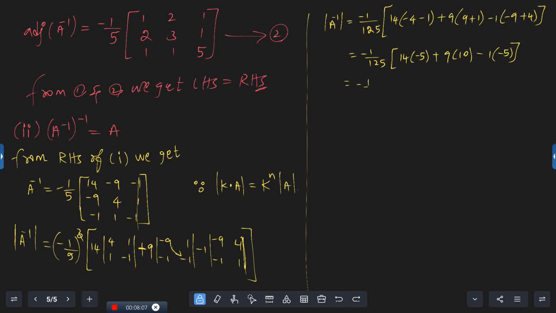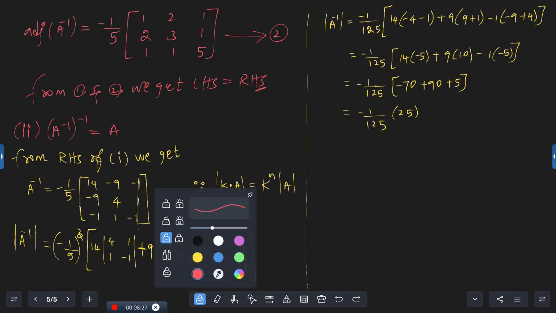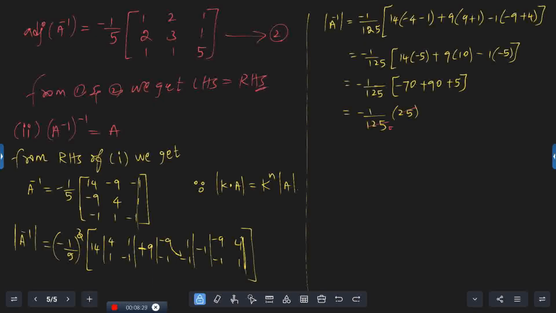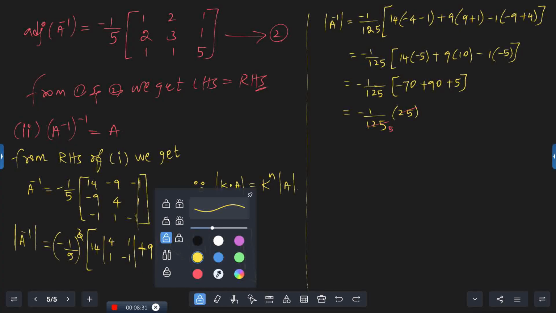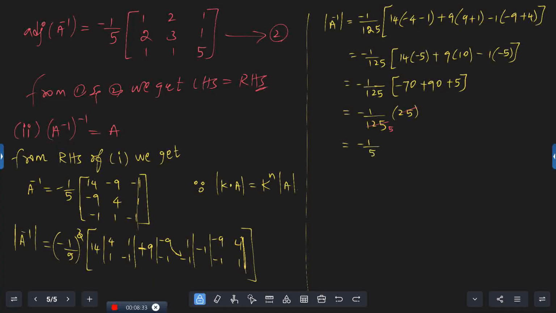You simplify this, minus 1 by 25. What I'm getting here? Minus 70. This will be 90. This will be minus into minus, plus 5. So 95 minus 70, now you will be getting 25. How many 25 you will be getting in this? 5 times. Understand? So your answer will be minus 1 by 5. This is the determinant of A inverse.